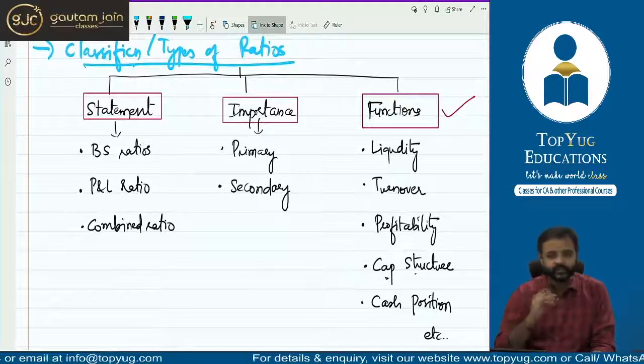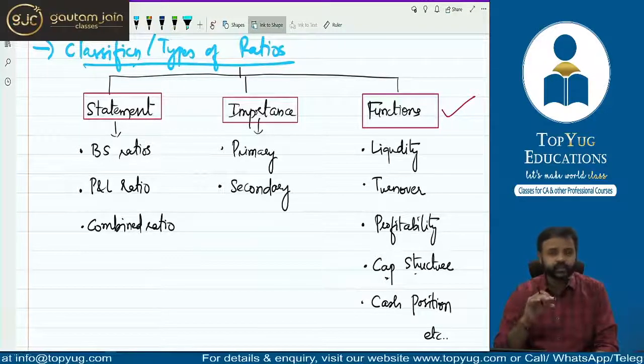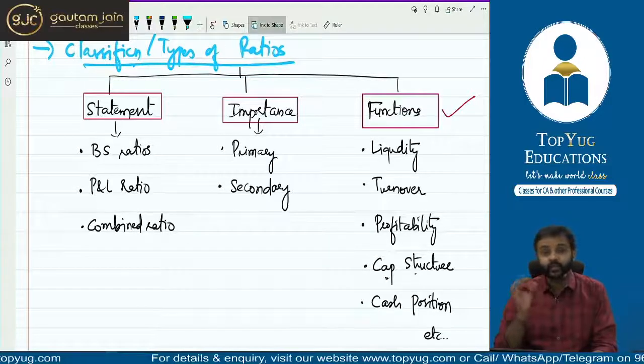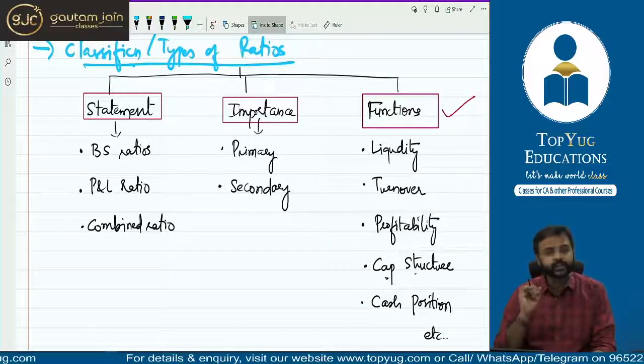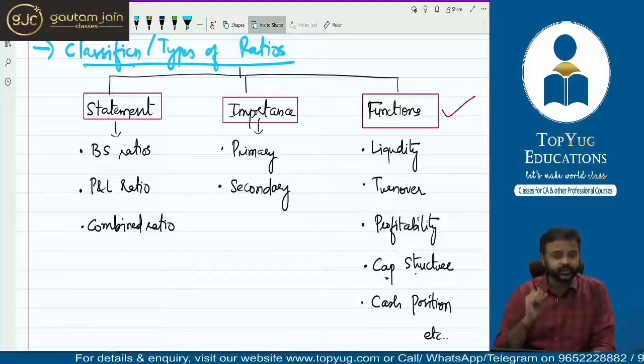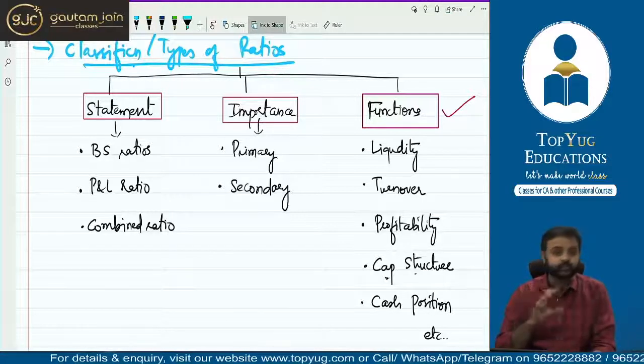Like on the basis of statement, we may say balance sheet ratios. That means both the figures, both the variables are taken from the balance sheet, like debt equity ratio. Then P&L ratio, both the figures are taken from the P&L, like gross profit ratio, that is gross profit by sales, so both come from P&L.